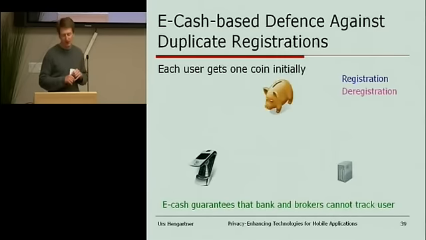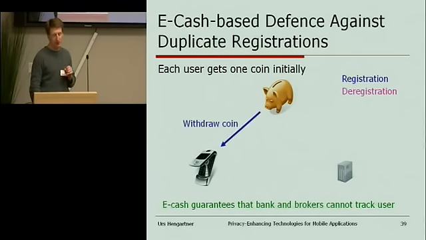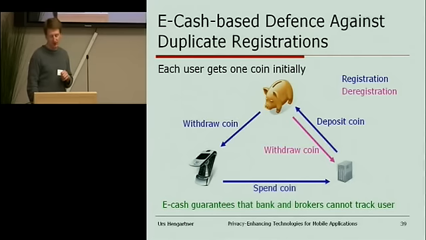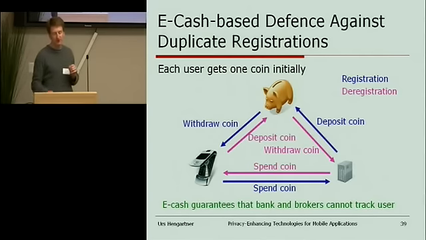And so in our solution, we use this eCash to avoid multiple registrations. So the user initially gets 1 coin from the bank, and when the user registers with a location broker, she spends this coin, and the broker deposits the coin with the bank. And now if the user registers multiple times with maybe different brokers, this amounts to double spending, which can be detected by the bank. And so when the user deregisters, the broker withdraws a coin from the bank, spends it with the user, who deposits it with the bank, and then the user can get a fresh coin and use the fresh coin to register with the next location broker.